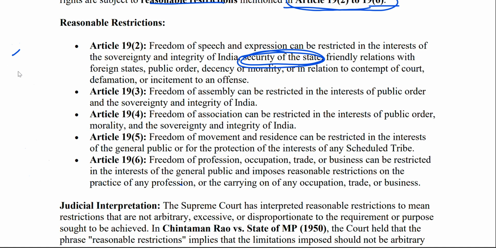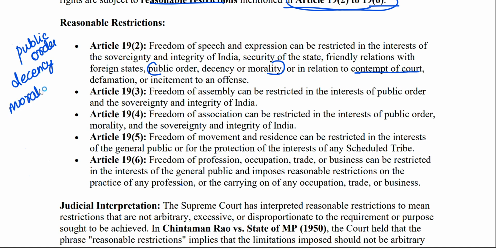The next thing is for the public order. And you have to behave decently in public, and morality. Public order, decency, and then we have the morality. And in relation to contempt of court. For the public, you have public order, right? And then you have to behave decently. So decency, and we have morality.